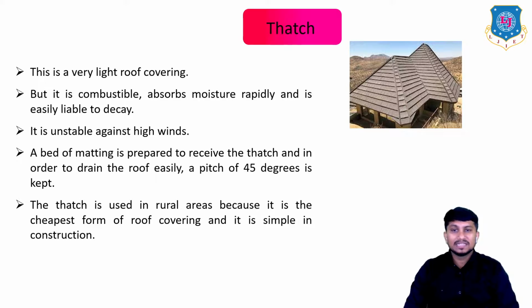A bed of matting is prepared to receive thatch, and in order to drain the roof easily, a pitch of 45 degrees is kept. Thatch is used in rural areas because it is the cheapest form of roof covering available and it is simpler to construct than the other roof coverings. So this is the cheapest type of material available for rural areas.